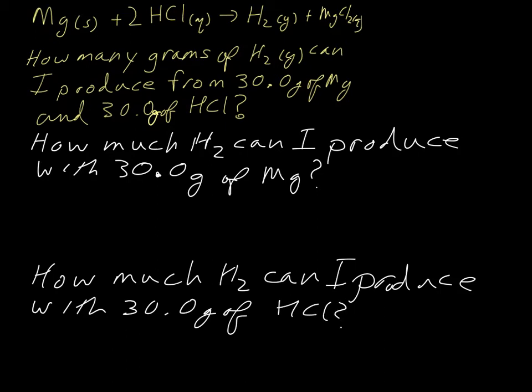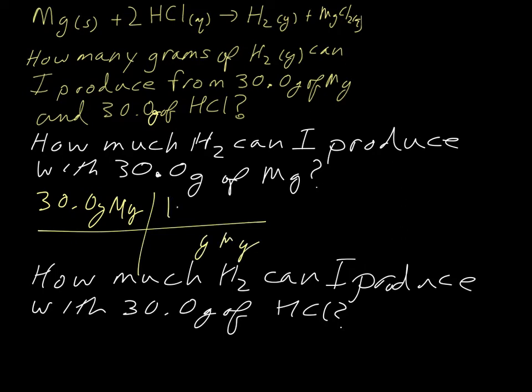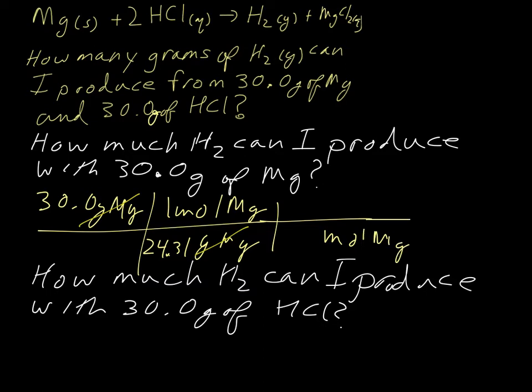Alright, so now I just set it up like a normal stoichiometry question. I have 30 grams of magnesium. I'm going to place grams of magnesium where they'll cancel out. From my periodic chart, I know that 1 mole of magnesium has a mass of 24.31 grams. Now I've gotten rid of grams of magnesium, and I place moles of magnesium where they cancel out.